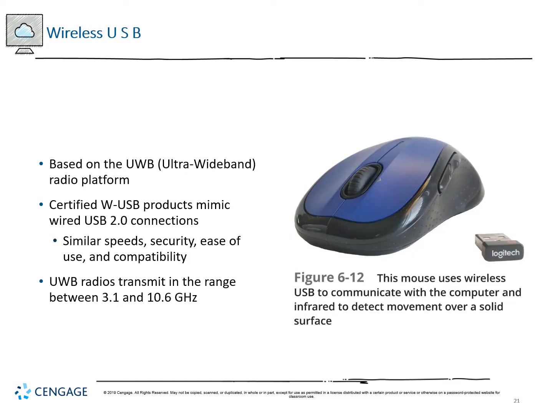Wireless USB is based on the ultra-wideband radio platform. These products mimic wired USB 2.0, and I believe there is an ultra-wideband variant now that uses 3.0 as well for certain speeds. I think they're treating it more like 2.5. It also has similar security and ease of use because it is over such a short distance. The radios here transmit between 3.1 and 10.6 gigahertz.